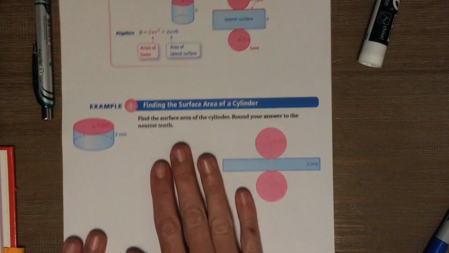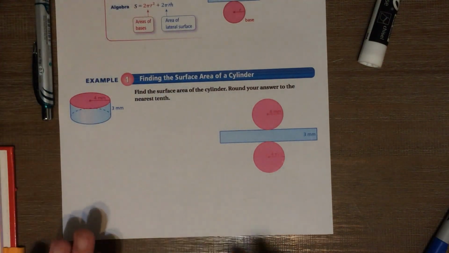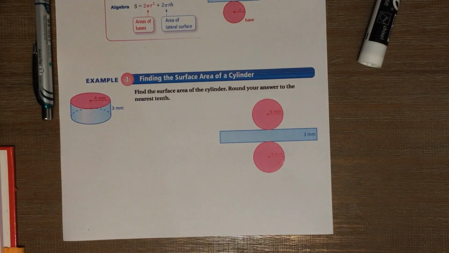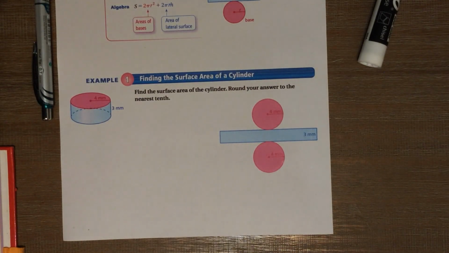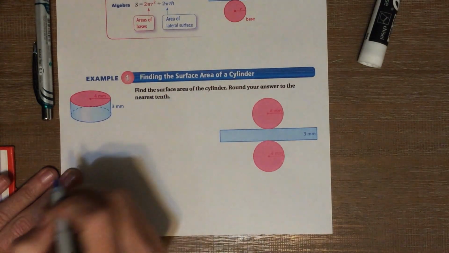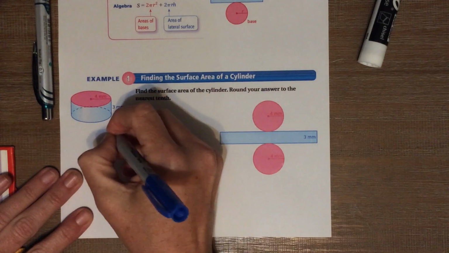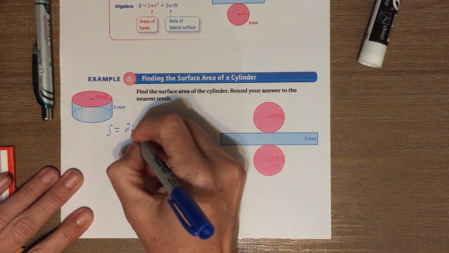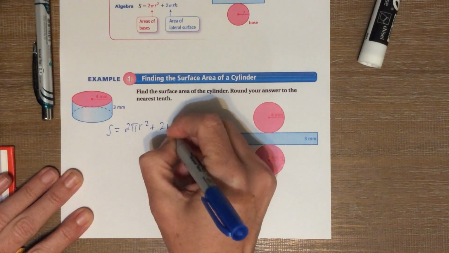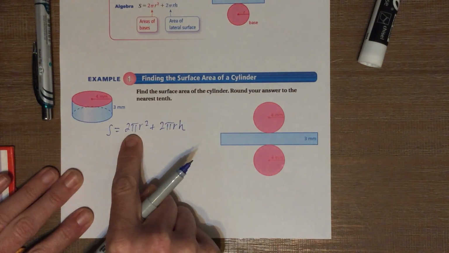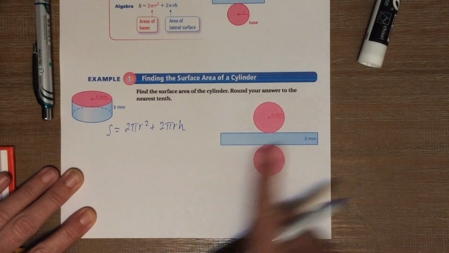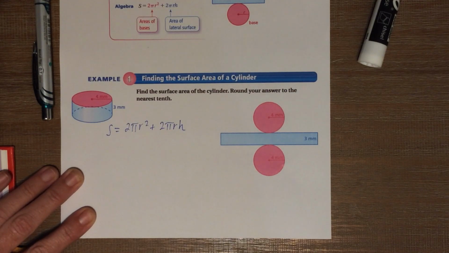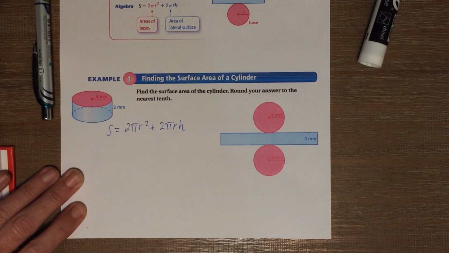So if I have this example here, find the surface area of the cylinder, round your answer to the nearest tenth. We're going to round to the nearest tenth, and we're going to use 3.14 for pi. When we're doing formula work, I always start by writing my formula. The more you write it, the more you'll know it. So it's surface area equals 2 pi r squared plus 2 pi r h. Again, here's the area of your two bases. Here's the area of your lateral surface. And then you just substitute everything in. Leave everything in terms of pi until the very end.